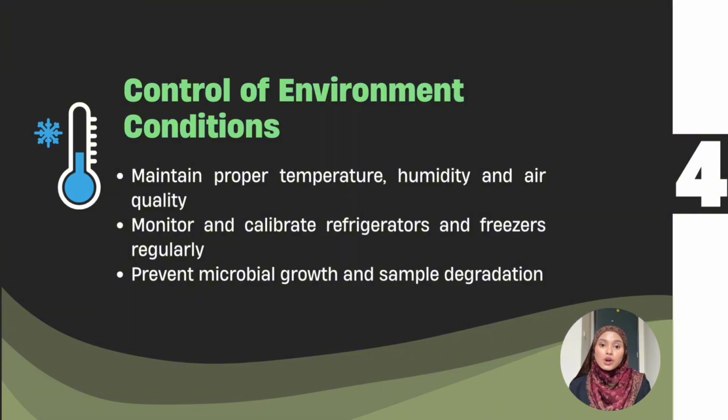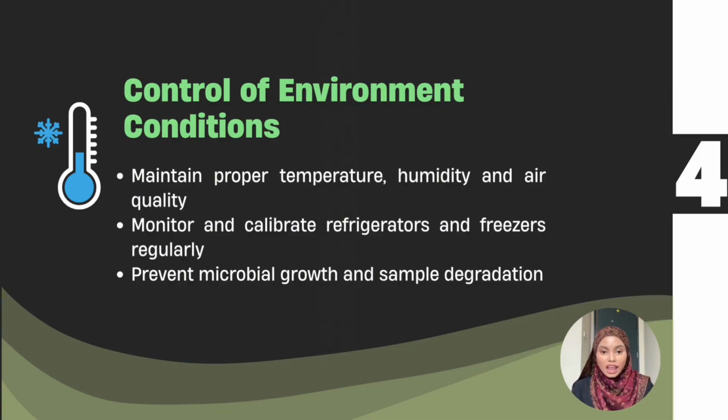Number 4. Controlling environmental conditions in order to prevent sample contamination. Maintaining proper temperature, humidity, and air quality is essential because environmental factors directly affect the stability and quality of the sample. For example, high temperature or excessive moisture can accelerate chemical reactions and encourage the growth of microorganisms, which may alter the original properties of the sample.